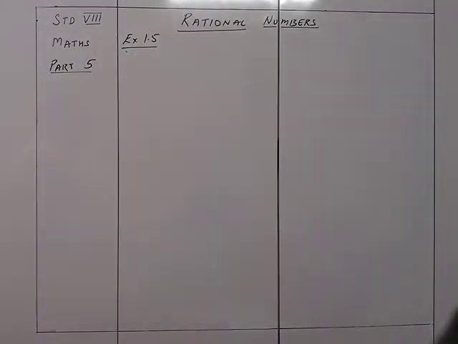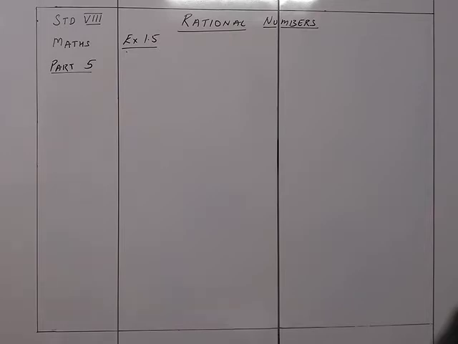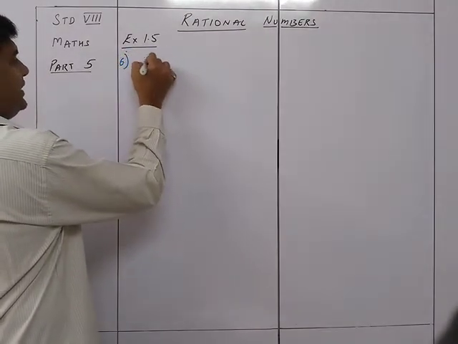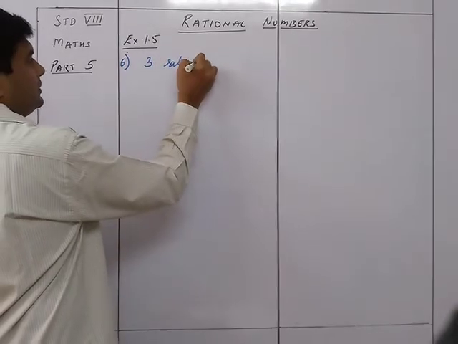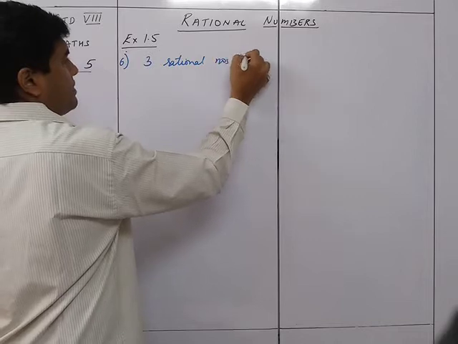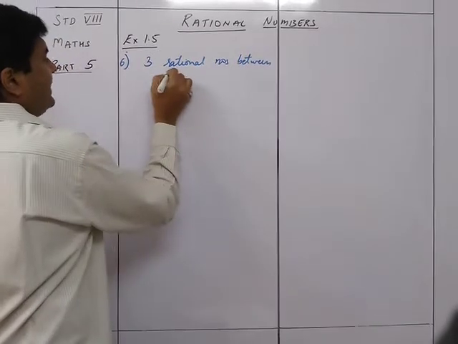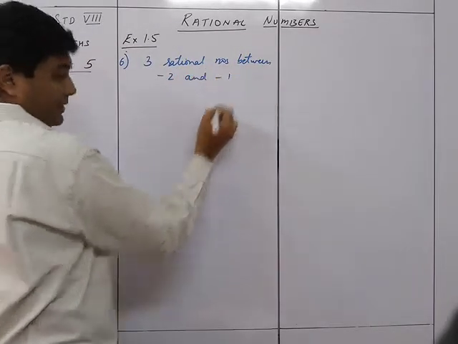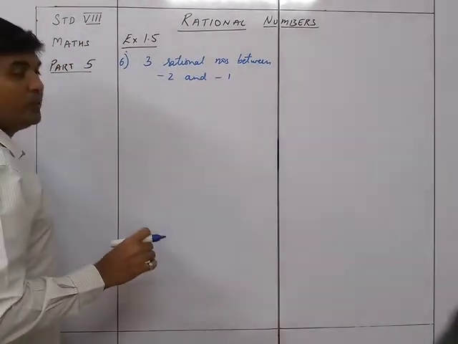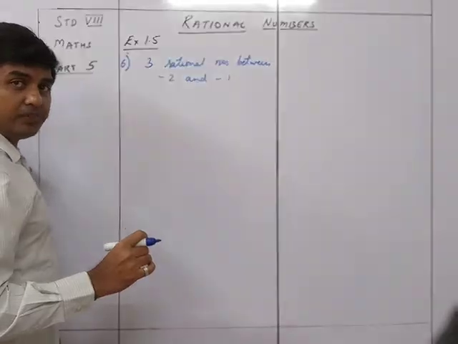Okay, in question number 6, you need to find 3 rational numbers between minus 2 and minus 1. So it's a very simple thing. Whenever I get something like this, what you do is find out the middle term in between.